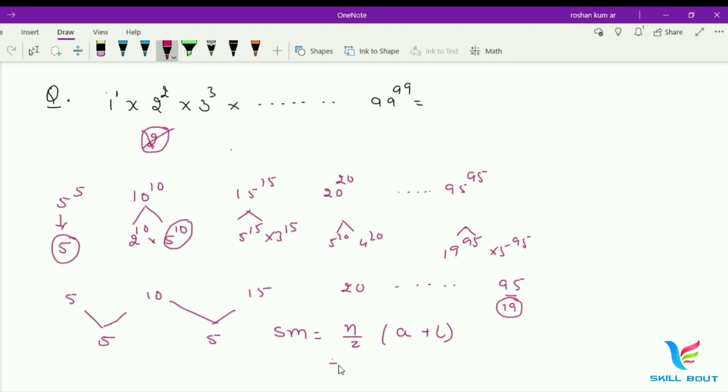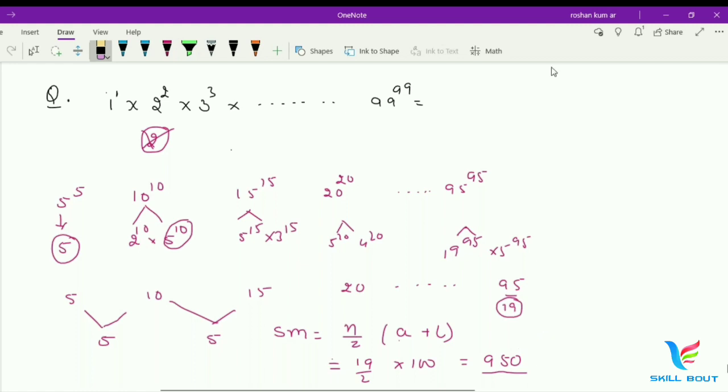I hope you understand what I'm doing in this story. So this will be 19 divided by 2, first term is 5 and last term is 95, which sums to 100. So this will be 19 into 5, which is 95, times 10, which is 950. How many of you got the answer as 950? Well, let me tell you, 950 is the wrong answer. Whatever you people are thinking, this is not the right answer.